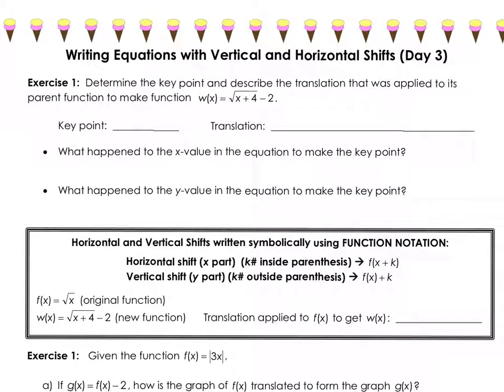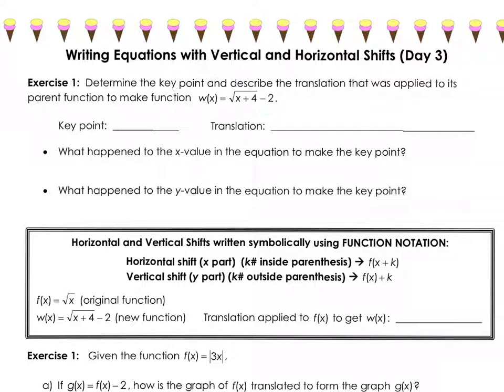Okay, welcome to video 3. Today we're going to be talking about writing equations with vertical and horizontal shifts. So in exercise 1, we're going to determine the key point and describe the translation that has been applied to this parent function to make w of x equals the square root of x plus 4 minus 2.